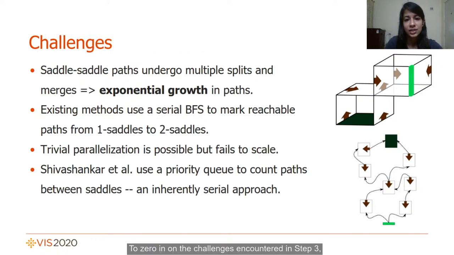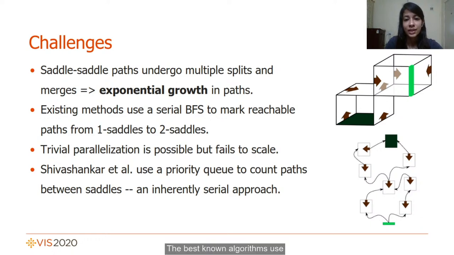To zero in on the challenges encountered in step 3, consider the directed acyclic graph that represents the collection of paths between all 1-saddles and 2-saddles. An example of this DAG is shown in the 3D grid setting on the right, with the dark green cell represented by a 2-saddle and the light green cell corresponding to a 1-saddle. The paths between these 1-2 saddle pairs undergo multiple splits and merges as shown, which leads to an exponential growth in the number of paths.